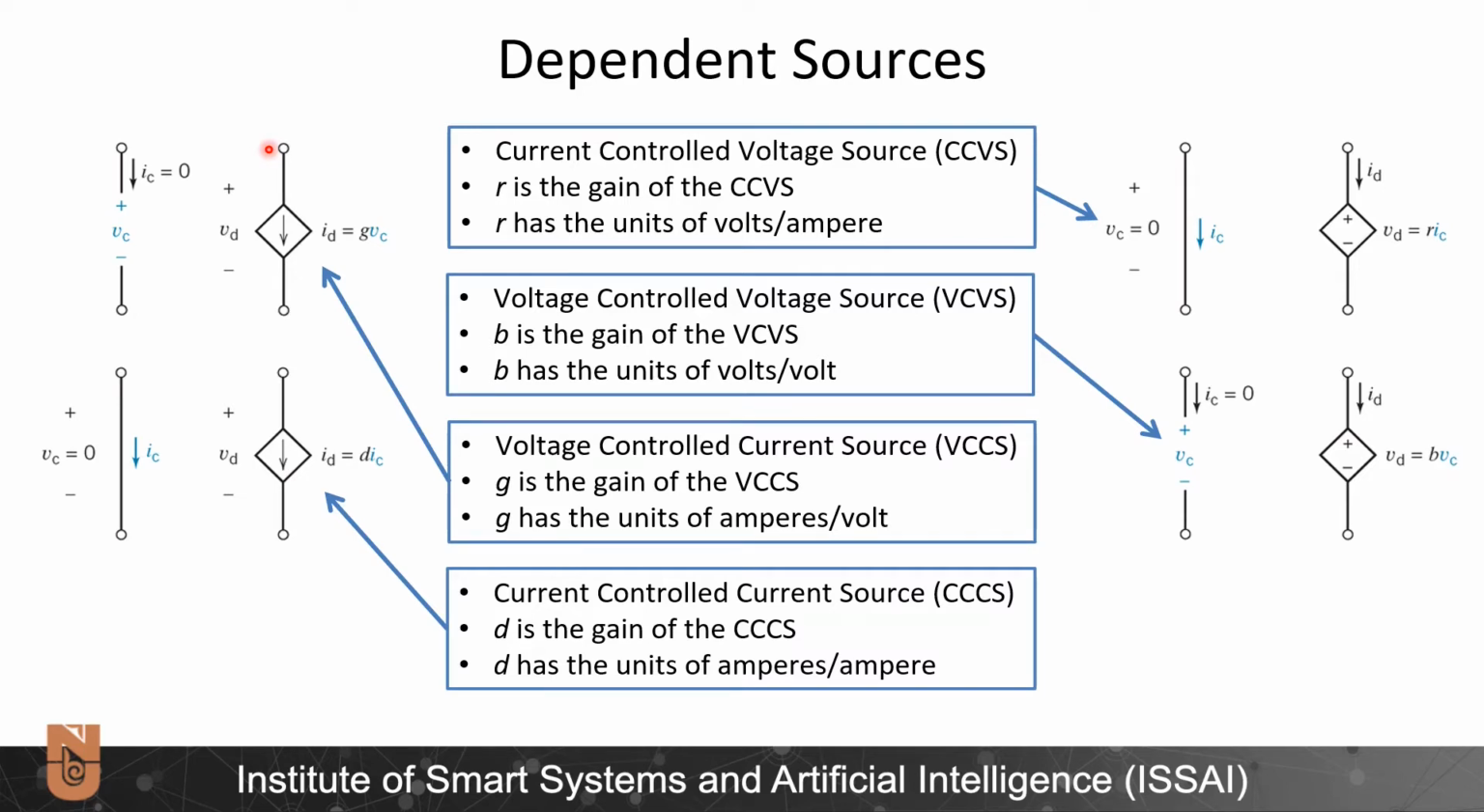Similarly, we have voltage and current controlled current sources. Here in this example, we have a voltage controlled current source. The voltage value VC controls the current being supplied by this element. And in the last example, we have a current controlled current source. The current IC controls the current ID. ID is equal to a constant value times IC.